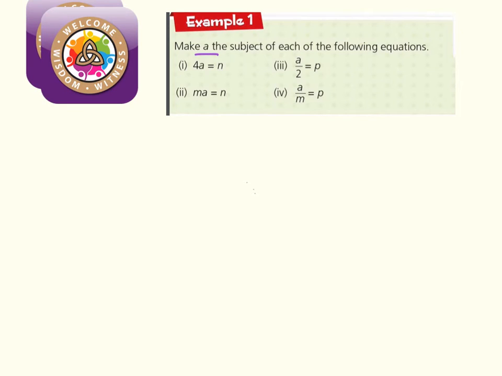Okay, you can see here we have example 1, and we have 4 parts to this question. This question says, make A the subject of each of the following equations, which means we want A on one side, everything else on the other. I'm going to start off with the first part, which was 4A equals N.